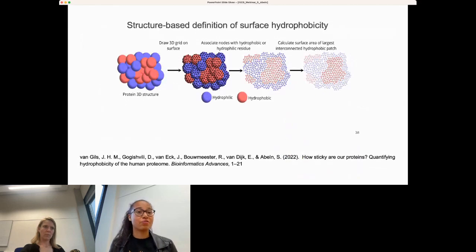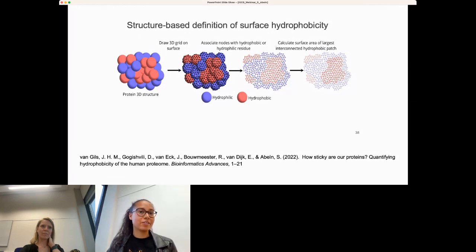So the first thing we did is, from known 3D structures, develop a tool to calculate the surface hydrophobicity. Basically, what we start with on the left is the 3D structure of a protein. Here all the hydrophobic residues are indicated in red and all the hydrophilic residues are indicated in blue. What this tool does is put a network on the surface of a protein structure, which you can see with all the little black dots on the surface. If the dots are close enough, they get an edge to form the network.